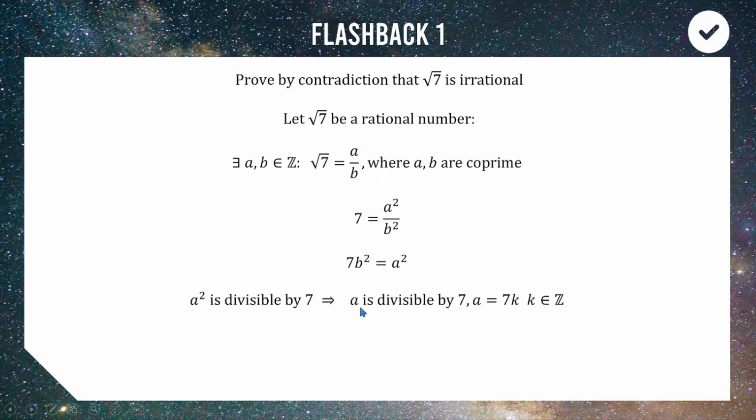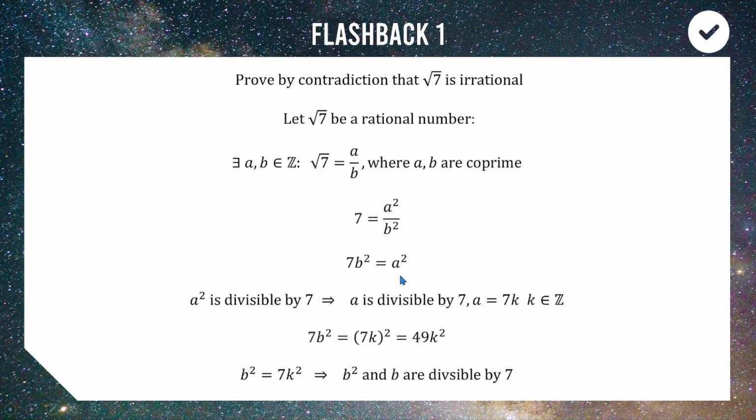That implies that a is also divisible by 7. So we can write a as 7 times something, and that something is an integer. Substituting a equals 7k into the line above gets us 7b squared equals (7k) all squared, which is 49k squared. Now we take both sides and divide by 7, and we get that b squared is equal to 7k squared. This tells us that b squared, and by extension b, are also divisible by 7, and there is your contradiction.